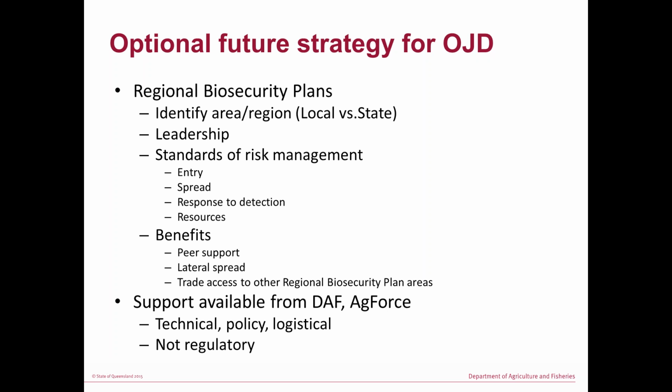There's a template plan available which identifies appropriate standards for managing the risk of Johnes disease through entry or spread of disease, response to infection if it's detected, and what sort of resources are available. Certainly we've found since 2013, when the regional biosecurity plans have been implemented, that there are particular benefits through preventing lateral spread, through peer support, through responding to infection, and through getting trade access to like areas. So I would certainly encourage the Queensland industry to look at developing regional biosecurity plans into the future.